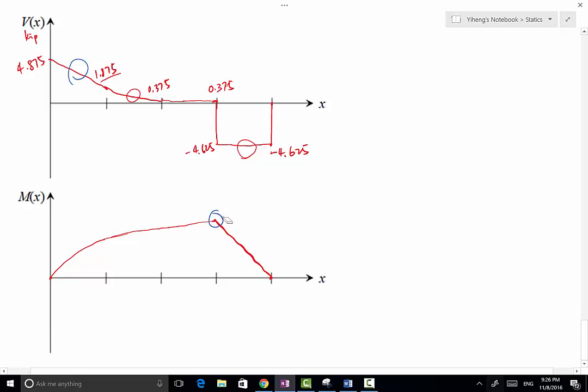And how much is that? Well, remember, this is 0, this distance is 6, and this slope right here is a constant 4.625, negative because it's decreasing. Therefore, this point right here simply equals 4.625 multiplied by 6, and that is 27.75 kip foot. So that is the maximum bending moment, and most of the time we are actually only interested in where the maximum shear force or bending moment occurs, because that's where the member is most vulnerable, most likely to fail.